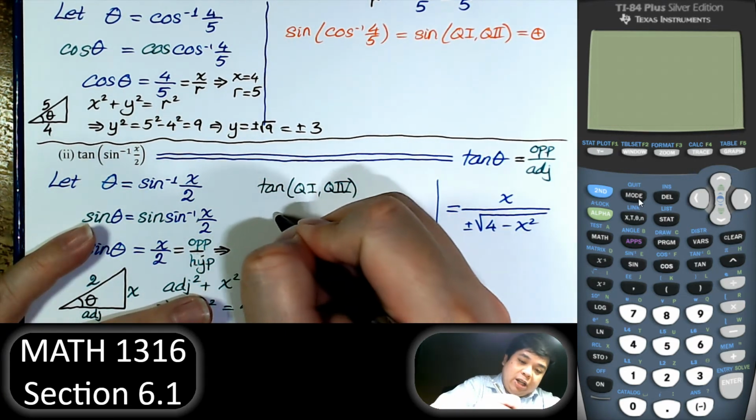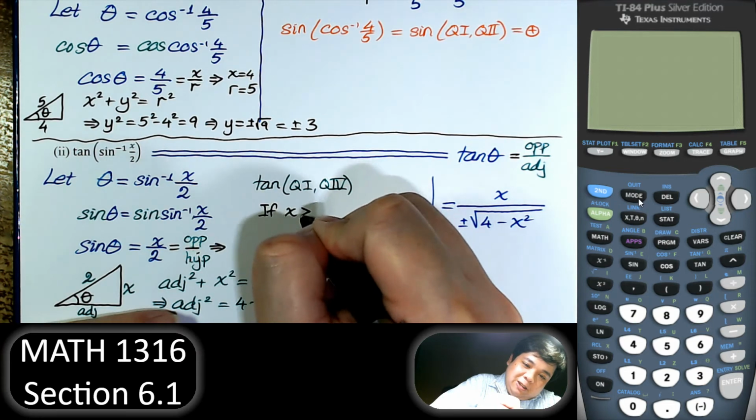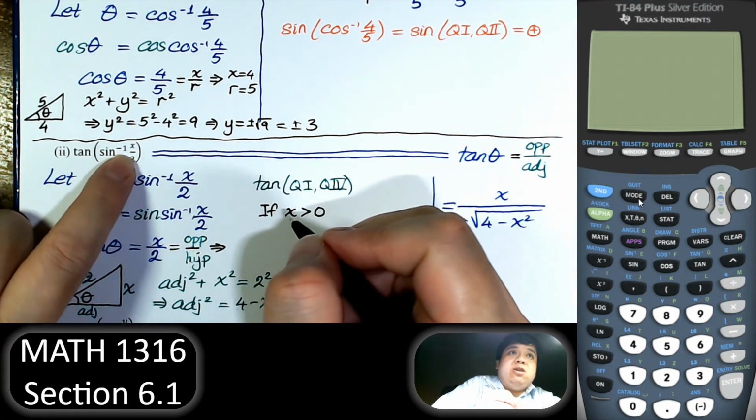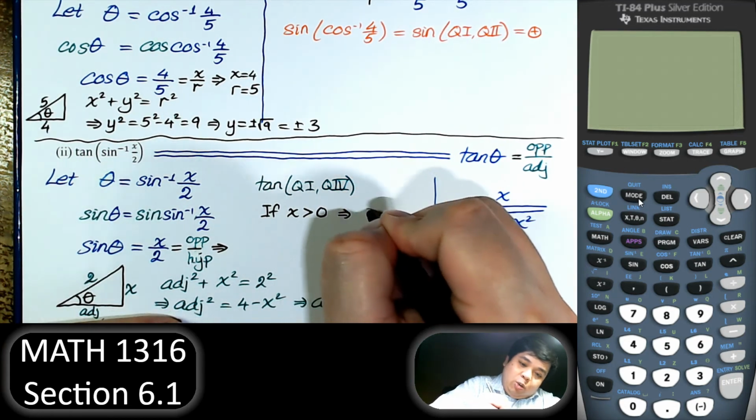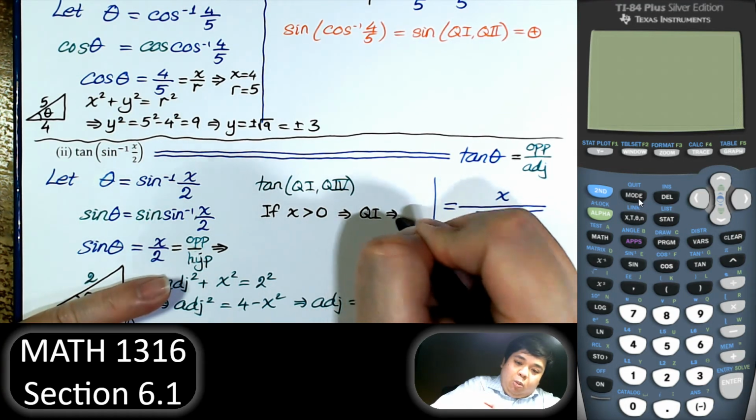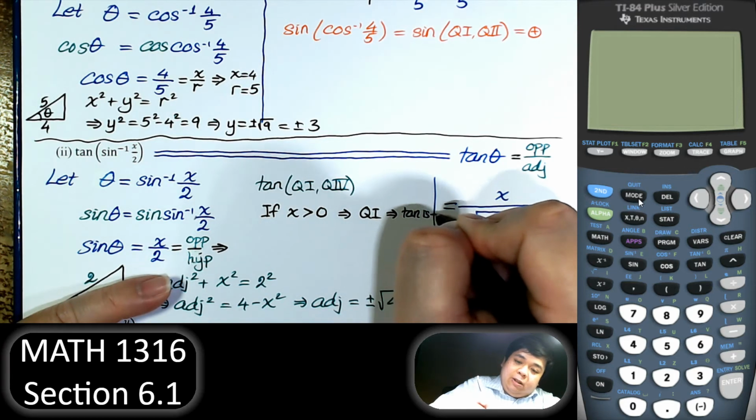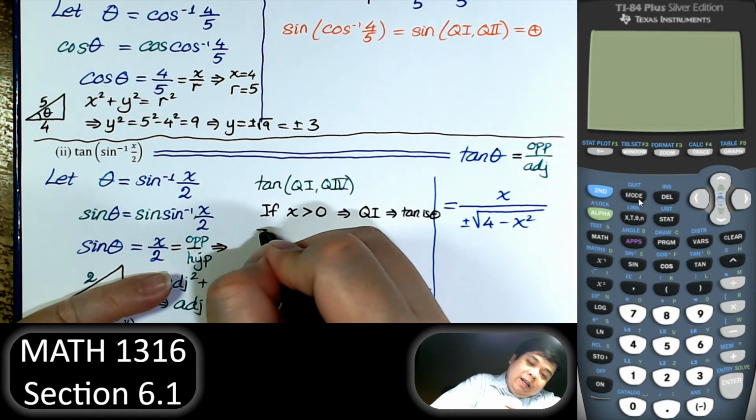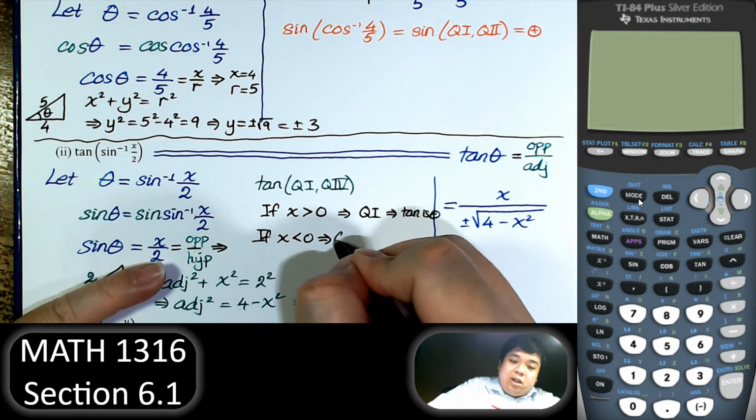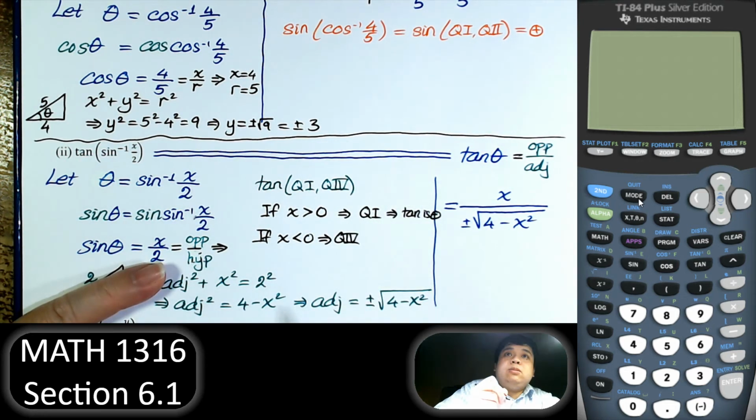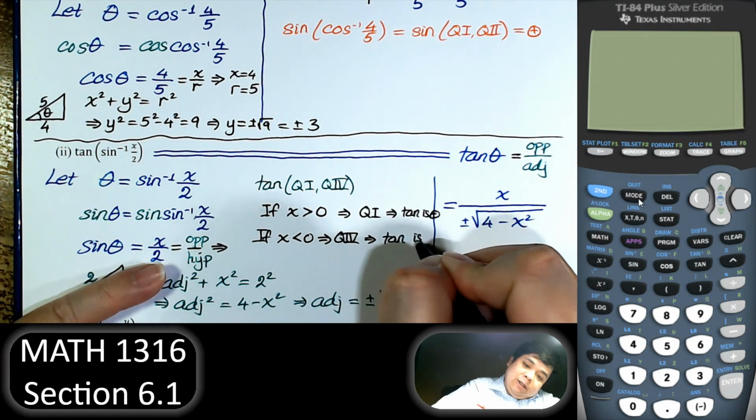let's just do each case. If x is positive, sine inverse of a positive number is going to be in quadrant 1. So that is in quadrant 1, and the tangent is positive in that case. Now if x is negative, that is in quadrant 4. So the tangent is negative. In quadrant 4 is negative.